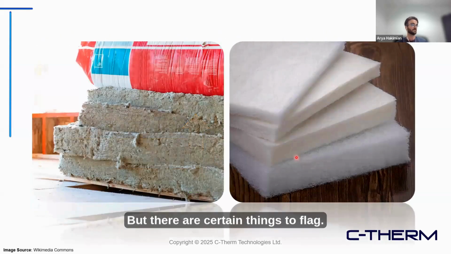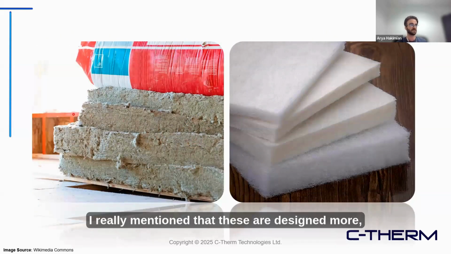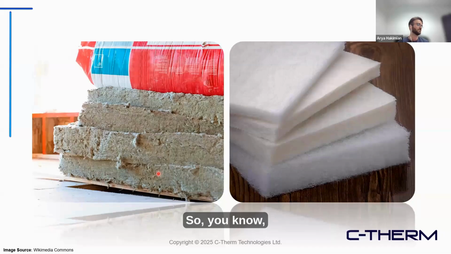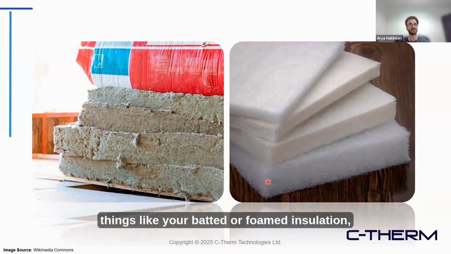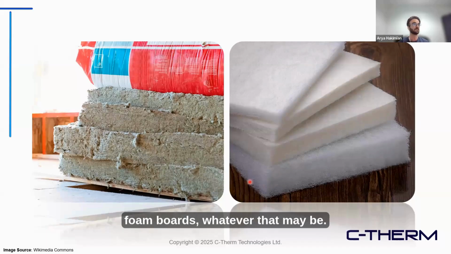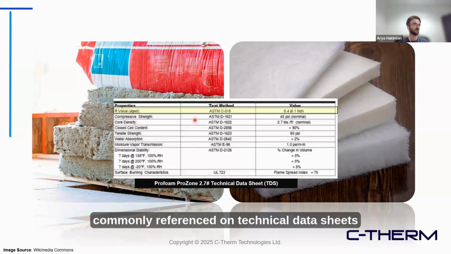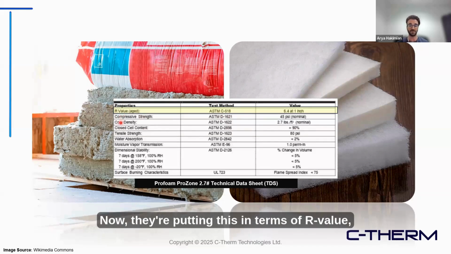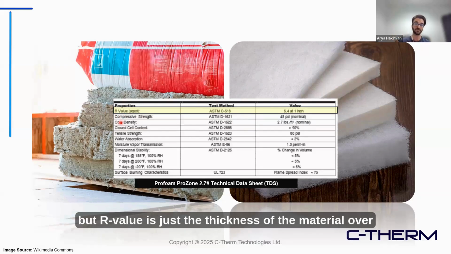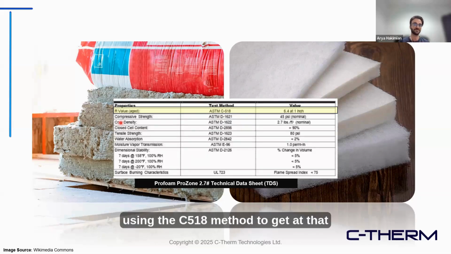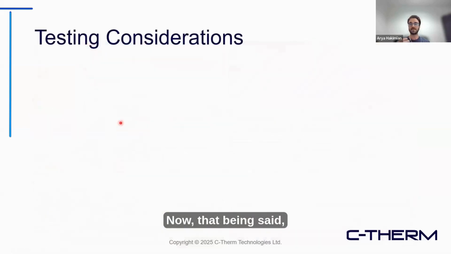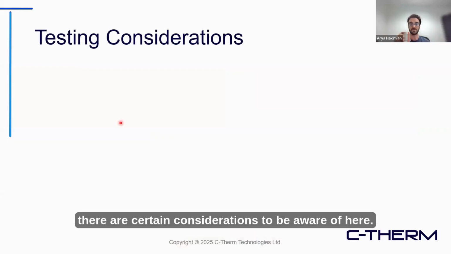But there are certain things to flag. Again, these are designed most commonly for insulative testing. So things like your batted or foamed insulation, foam boards, whatever that may be. And again, commonly referenced on technical data sheets for insulation. So you can see C518. Now they're putting this in terms of R value, but R value is just the thickness of the material over conductivity. But again, using the C518 method to get at that type of data. Now, that being said, there are certain considerations to be aware of here.